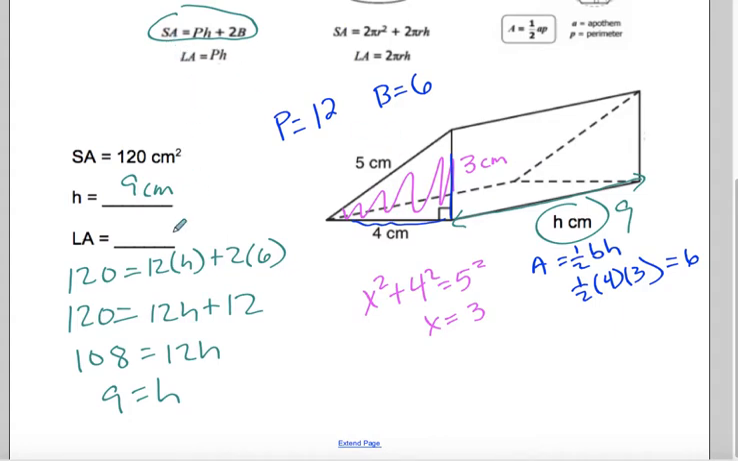And then they want the lateral area. So the lateral area is the formula pH. So we want to do P, which is 12, times the height we just found to be 9, which is 21. No, I typed that wrong. I added. 12 times 9 is 108. Definitely not 21 centimeters squared because it is area. So that's kind of a working backwards question.